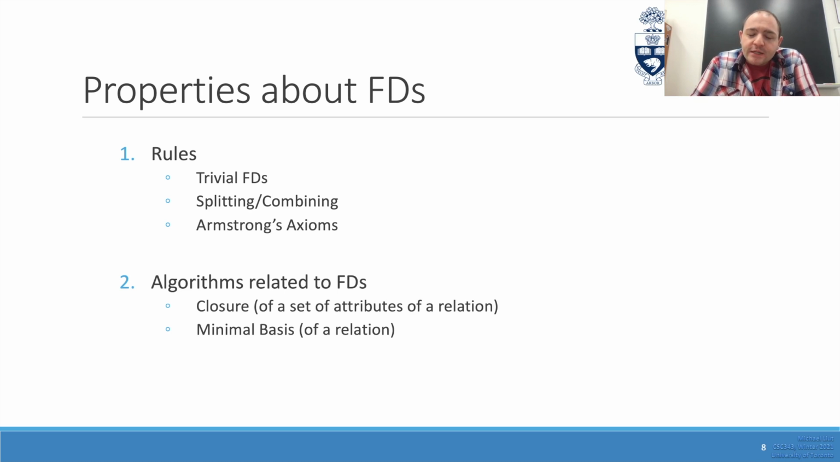Now, there are properties that will allow us to work with functional dependencies and work within this space. First, there are rules. A couple of rules are trivial functional dependencies, the ability to split and combine them, as well as Armstrong's axioms, and you will have seen this in your discrete math courses. They carry over here, so they propagate into this space in databases as well. And the second is this idea of algorithms that are related to functional dependencies, some of which are closure and minimal basis of a relation. We'll talk about closure in more depth. Minimal basis will be provided in a supplementary document.